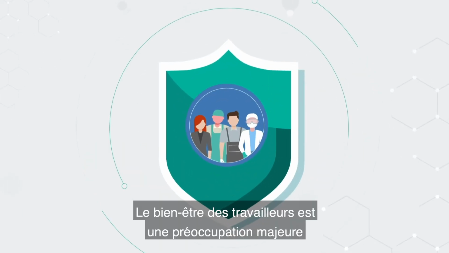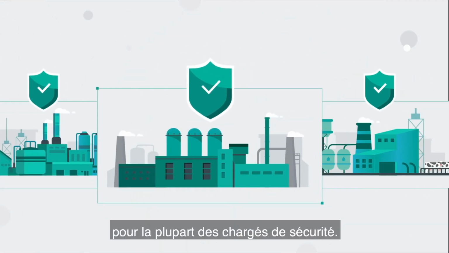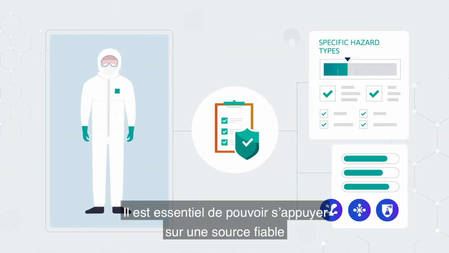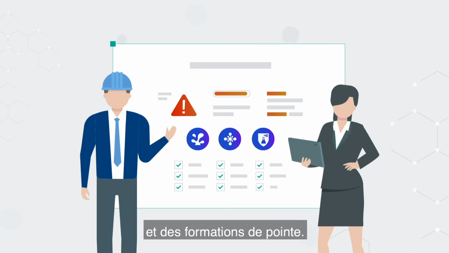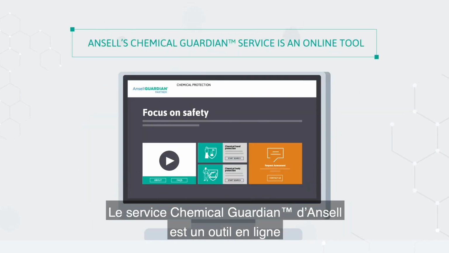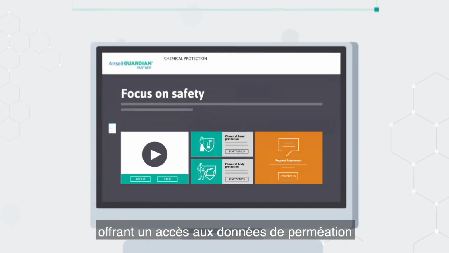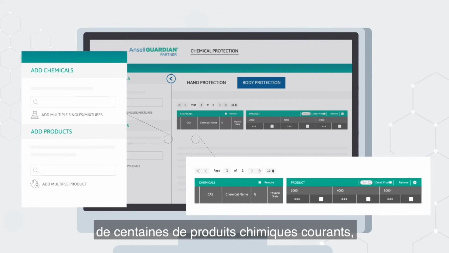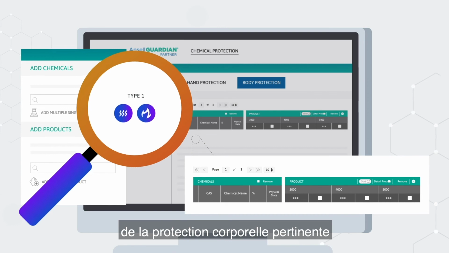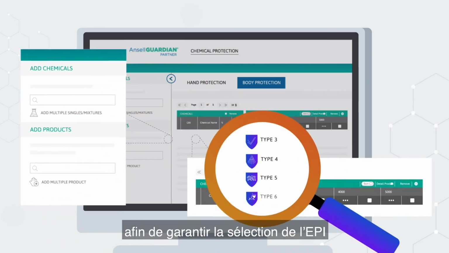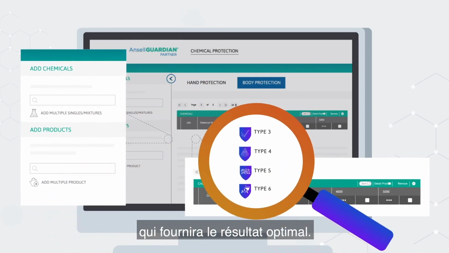The well-being of workers is a chief concern for most safety professionals. Seeking input from a knowledgeable source, combined with specialist training, is key. Ansell's Chemical Guardian service is an online tool that provides access to permeation data on hundreds of common chemicals and can help identify the suitable protective clothing options to deliver the optimal result when it comes to PPE selection.